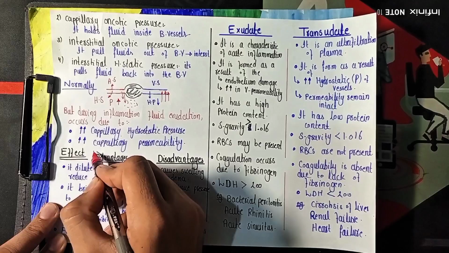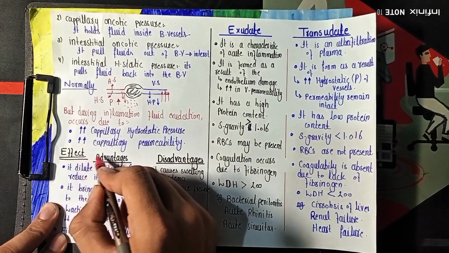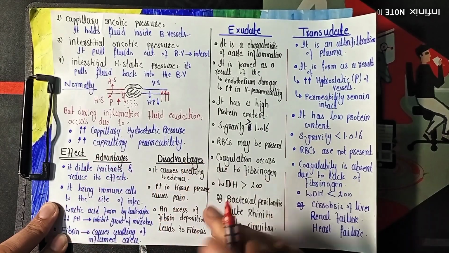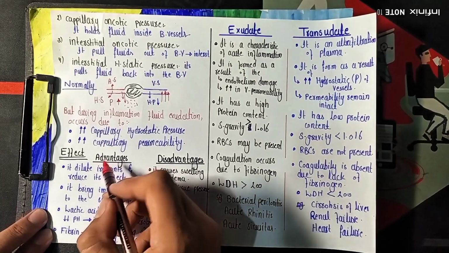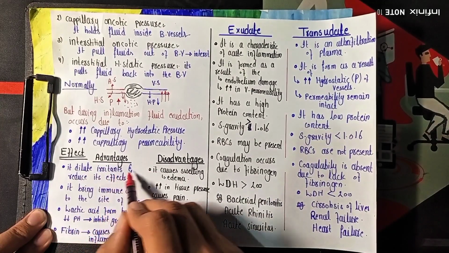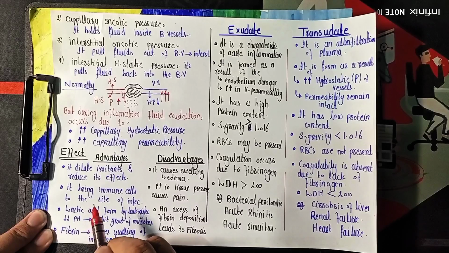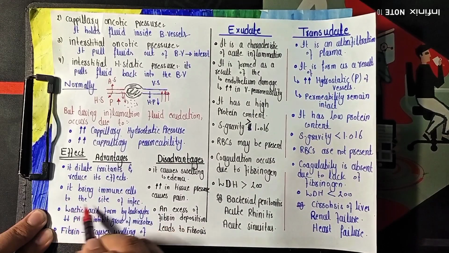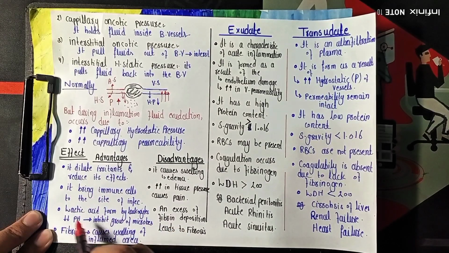Now let's talk about the effects produced by the exudate. The exudate may have some advantages and disadvantages also. The advantages include that the exudate causes dilution of the irritant substances and reduces their effects. Similarly, it also brings immune cells toward the site of infection, and the leukocytes form lactic acid, which decreases the pH, and this acidic pH inhibits the growth of microbes. Similarly, the exudate also brings fibrin molecules toward the site of inflammation and injury, which causes walling off of the inflamed area.